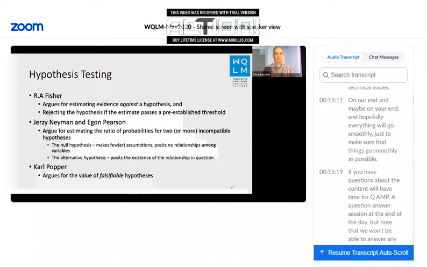We fast forward a little bit and we get to Neyman and Pearson, who talk about hypothesis testing in the form of numerical quantitative probability.